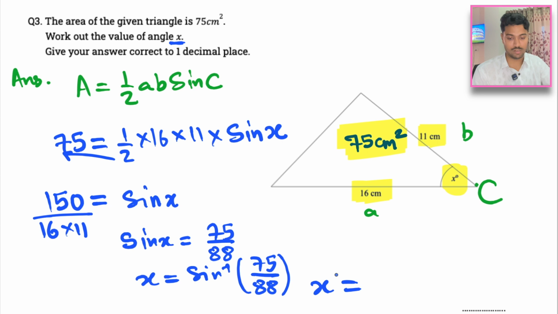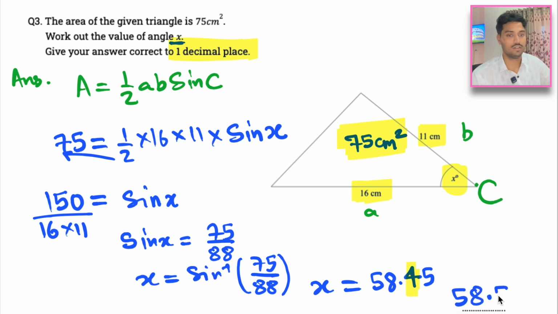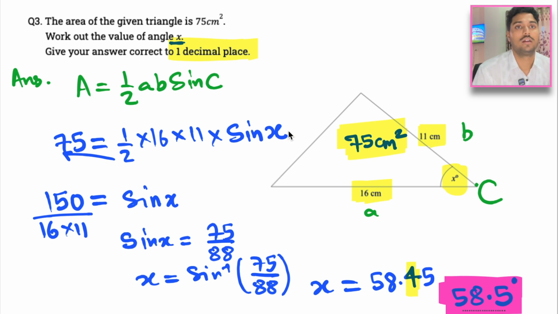So sine inverse answer is going to be 58.45. It says write correct up to 1 decimal place. So the first decimal place number is 4, but next to 4 we have 5, hence we'll round it up and write it as 58.5 degrees, and that's the final answer. 58.5 degrees. Let's try the last question.